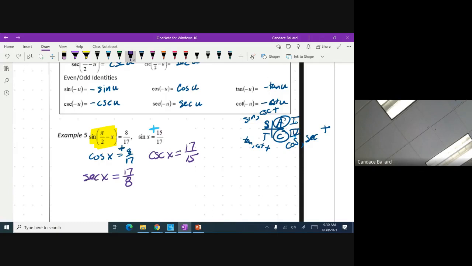All right, so we're only missing tangent and cotangent. So we have a choice on what we're going to use. We can either use the quotient identities or the Pythagorean identities to get to cotangent and tangent. So tell me in the chat. I want to vote. Do you want to do P for Pythagorean or Q for quotient? What do you guys think? Vote in the chat.